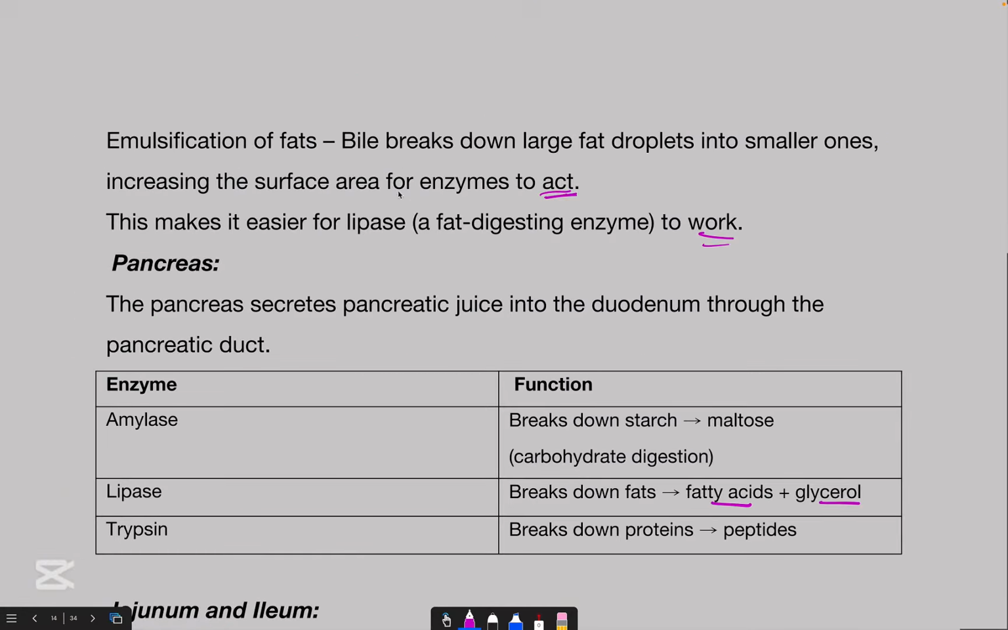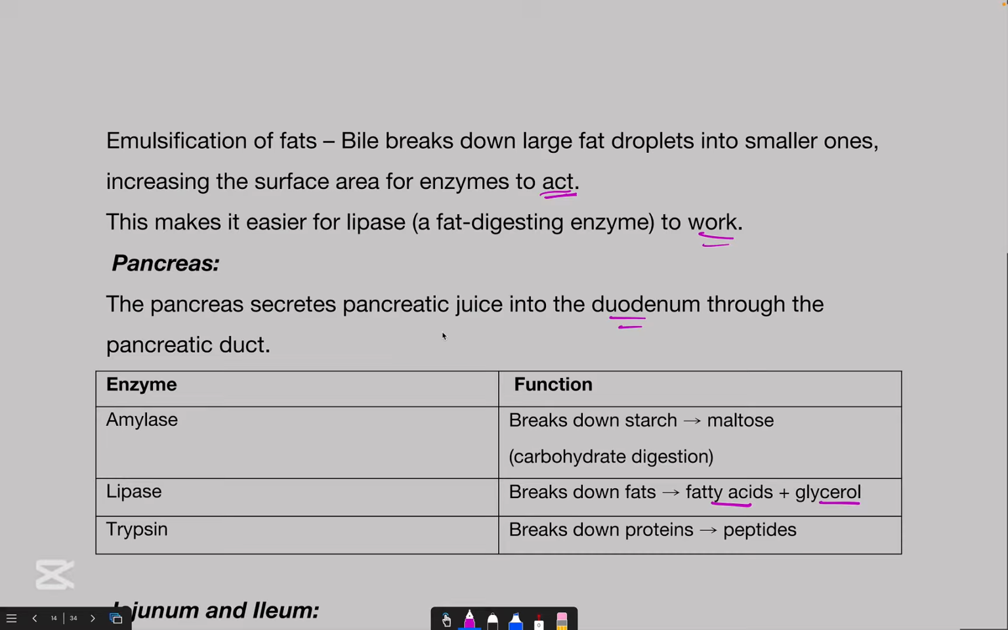Hear this? Okay. To ensure that the enzyme can easily act on lipid or fat molecules to break them down into what? Fatty acid and glycerol. Now, we also said that inside the small intestine, the pancreas secretes pancreatic juice into the duodenum. The pancreas is close by, so it secretes this pancreatic juice into the duodenum to help break down food. And these pancreatic juices are amylase, lipase, and trypsin.